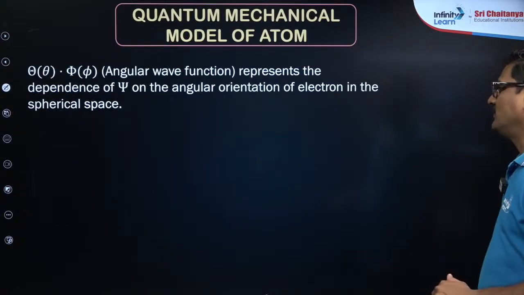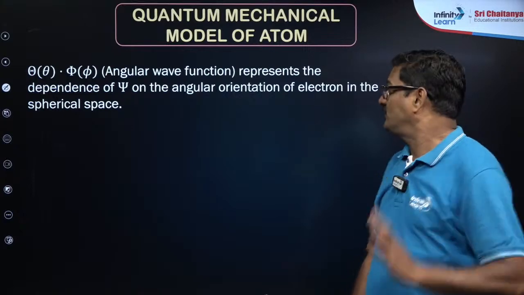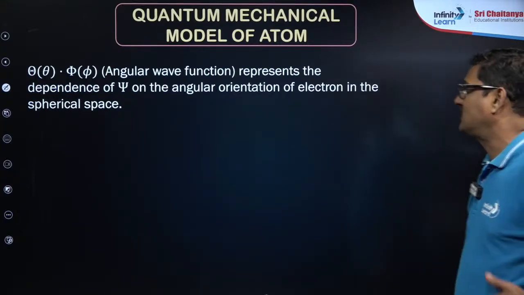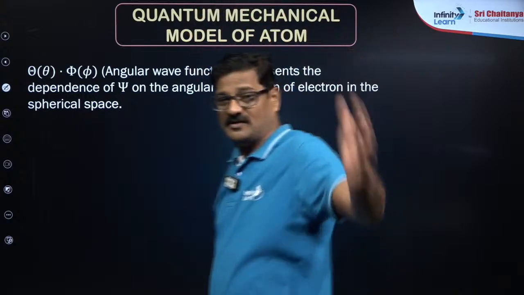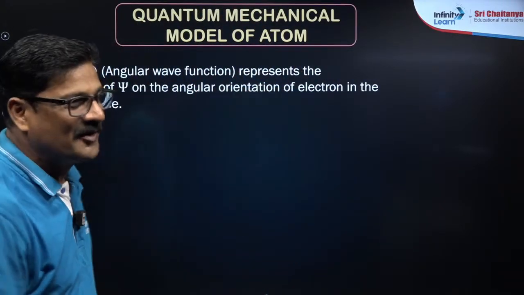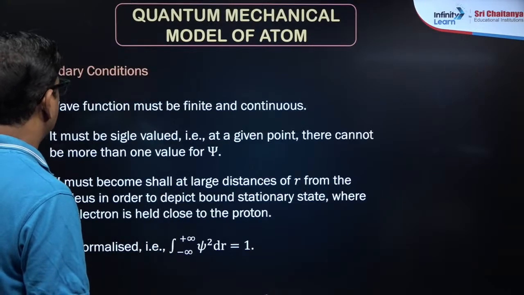Now the angular wave function talks about theta and phi and represents the dependence of the angular orientation of the electron in the sphere. What is the angle of the electron with respect to a particular axis? Okay, right. Where you can see boundary conditions. What are the boundary conditions?